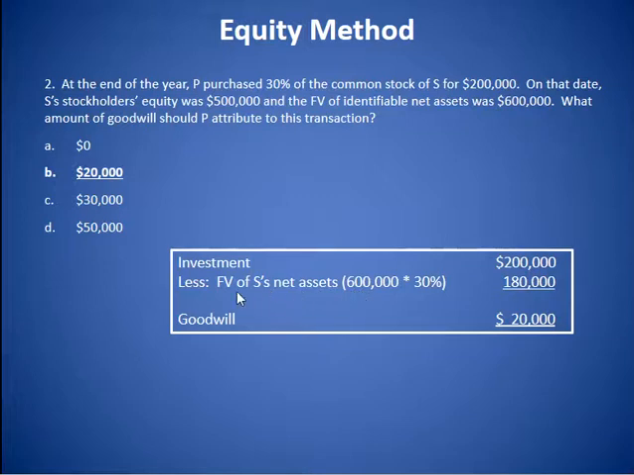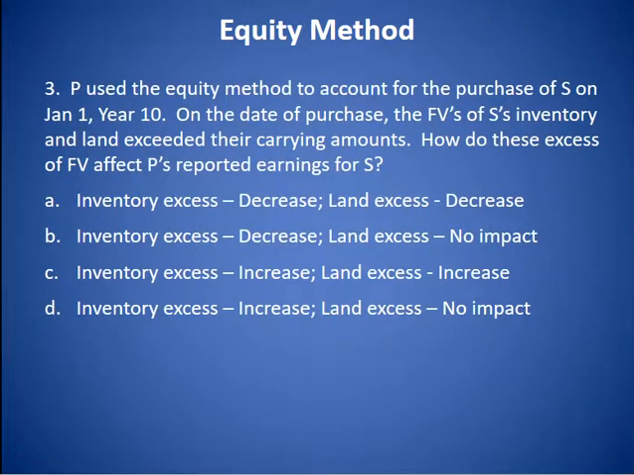The fair value of S's net assets would be $600,000 times P's ownership interest of 30%. That would be $180,000. So in effect, P paid $20,000 more than the fair value of S's net assets. In other words, P paid $20,000 more than the assets were worth. So that difference is $20,000, and that would be the answer for goodwill. Okay, let's go on now to question number 3.